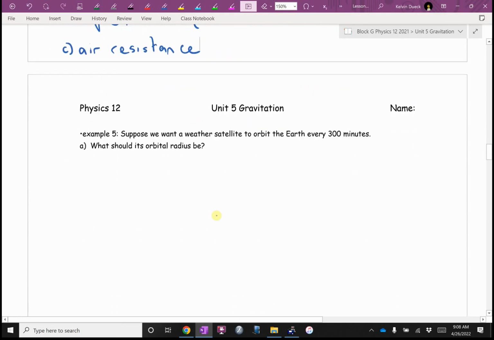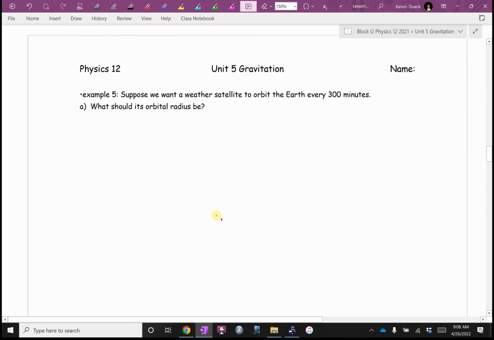I like example five. Example five is a nice question. Let's suppose that you're a subsidiary of SpaceX and a weather satellite company comes to you and they say, we want our satellite to orbit the Earth every 300 minutes. Well, first thing that I would say is, thank you.